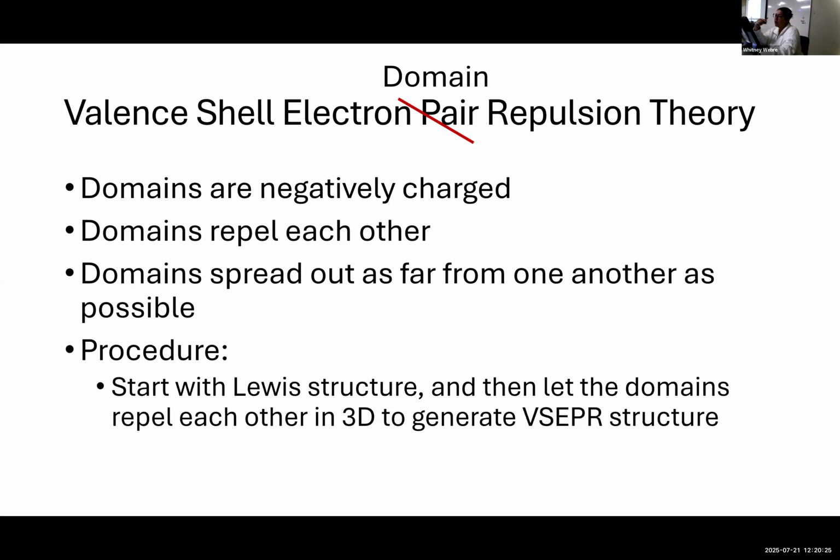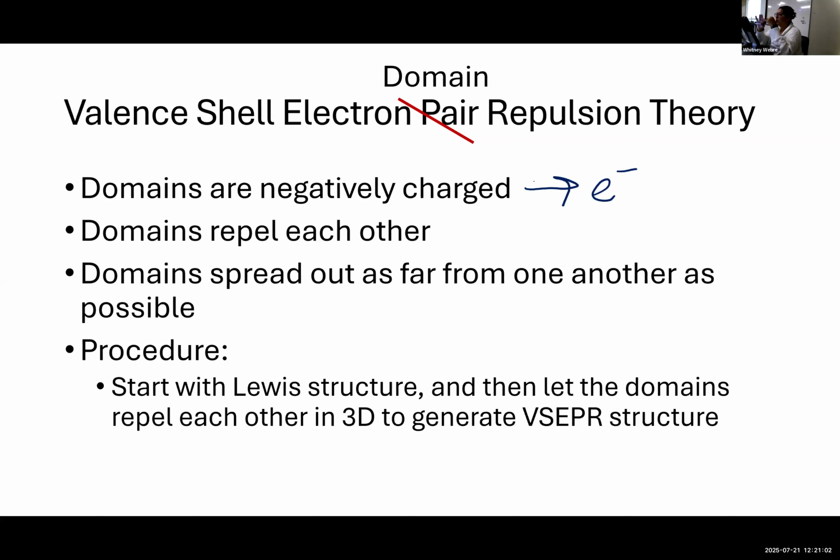So valence shell electron pair repulsion theory, with pair replaced by domain. The domains are negatively charged because they are filled with electrons. Electrons are negatively charged. These domains repel each other because like charges will repel each other, just like if you had magnets, the two negative sides of the magnets will repel each other. So if you have a bunch of negativity, they're going to repel each other until there's nowhere else for them to go. These domains will spread out as far from one another as possible until they fill the shell.